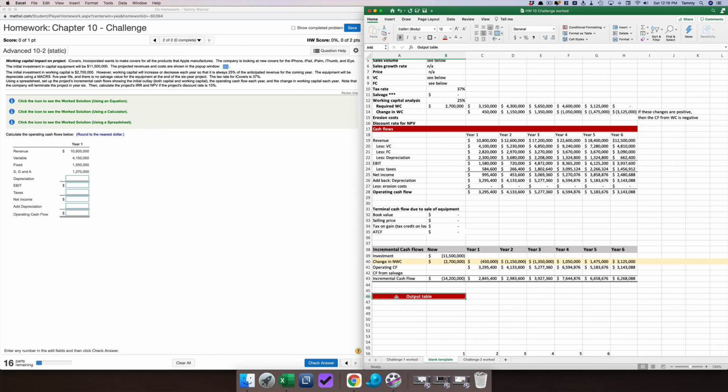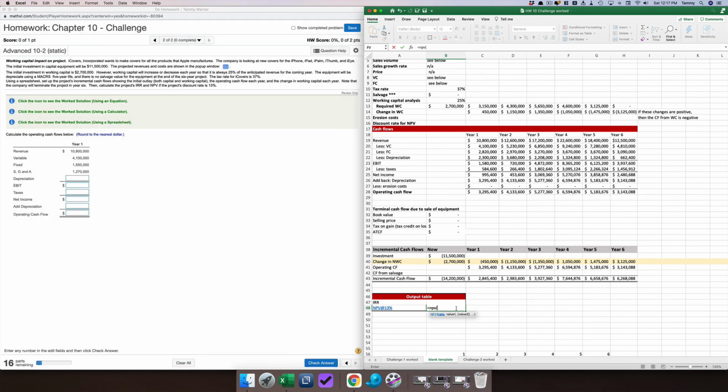Okay, so they're looking for the IRR and the NPV at 13%. So the internal rate of return of this project. So the IRR of this project is going to be 22%. And we can give that a couple more. There we go, 22.28%.